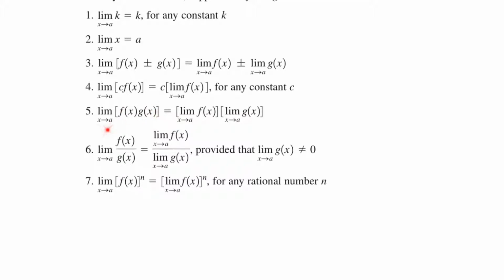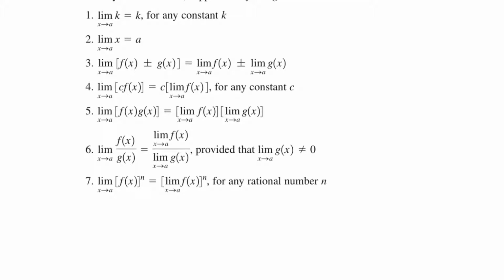The limit of the multiplication of two functions as x approaches a is the multiplication of the limits of the functions as x approaches a. The limit of f of x divided by g of x is the limit of f of x as x approaches a divided by the limit of g of x as x approaches a, provided that the limit of the denominator is not 0 as x approaches a. The limit of f of x to the power of n as x approaches a is the same as the limit of f of x as x approaches a, to the power of n, when n is a rational number.